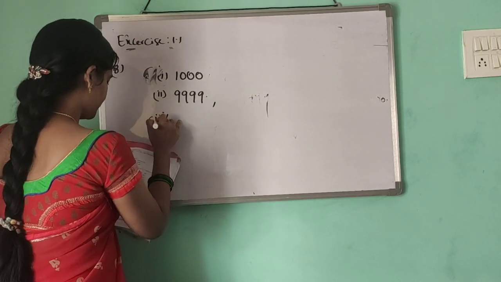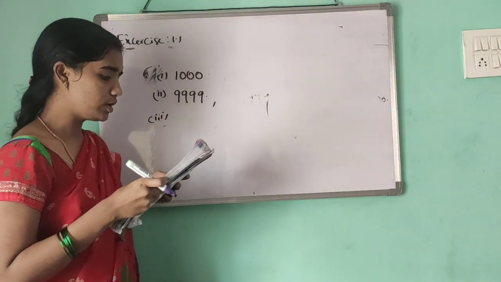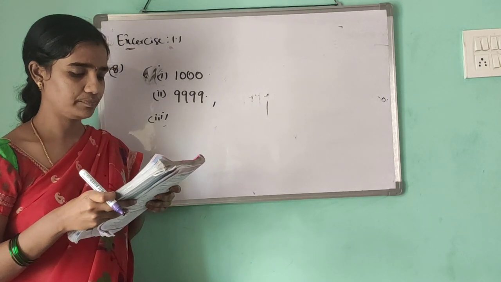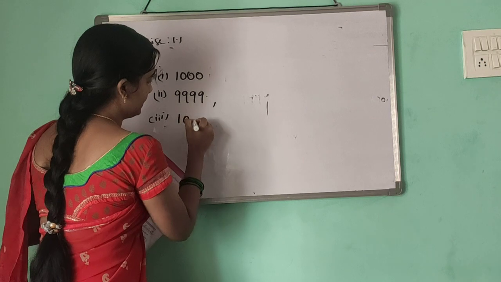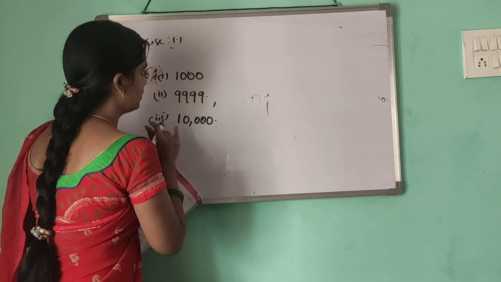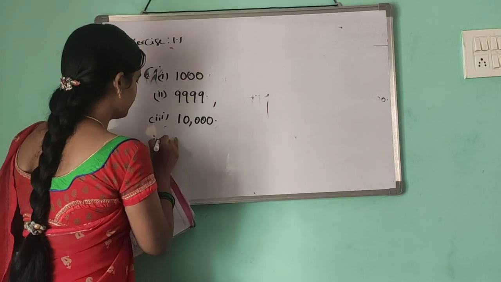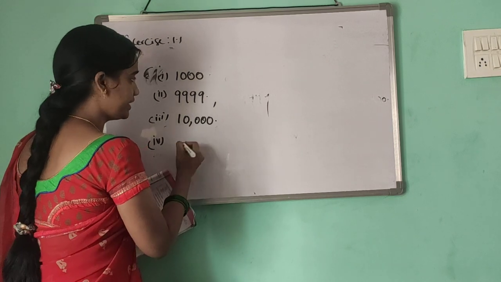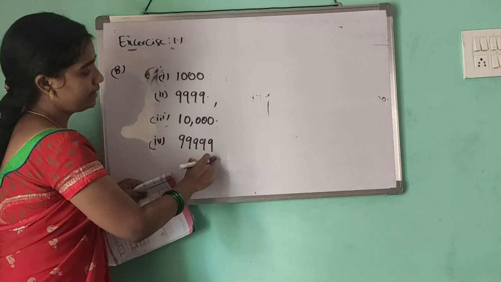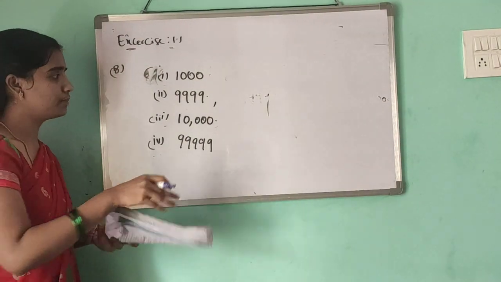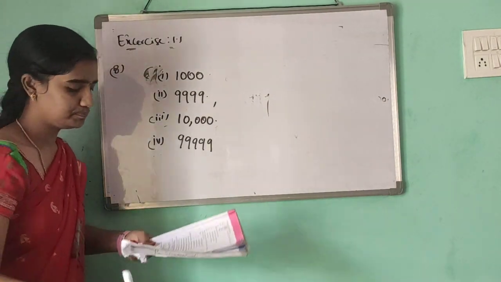Coming to the third one, the smallest 5-digit number. Already I can say now, 10,000. Okay, a 10 is added. The greatest 5-digit number, what is it? 99999. Okay, one more nine is added. That's it.